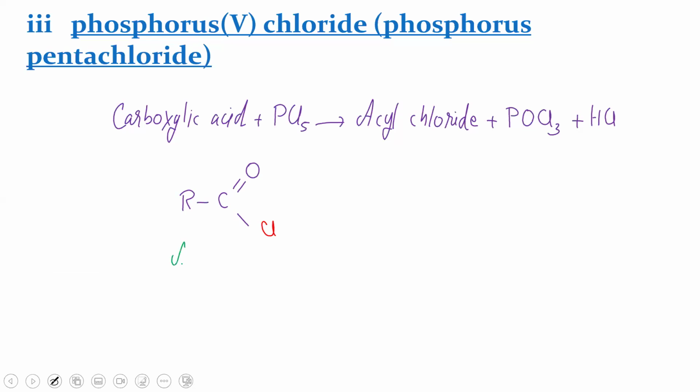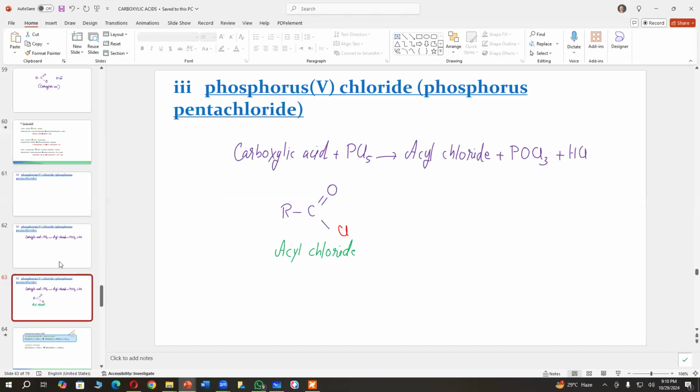This compound or this family is called acyl chloride. Acyl chloride is a very important organic reagent. What's the meaning of organic reagent? It is used in making other organic compounds. So this structure, RCOCl, is called acyl chloride. This is a very important family of organic compounds. It's an important reagent.